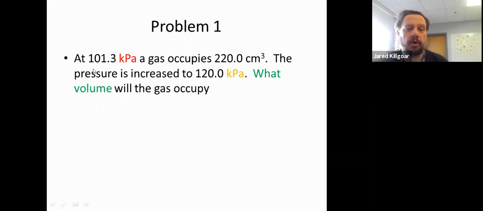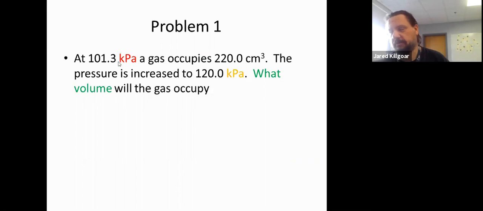So at 101.3 kPa, that's a kilopascal, a gas occupies 220.3 centimeters cubed. The pressure is increased to 120 kilopascals. What volume will the gas occupy? So I want to calculate a volume. That's why it says what volume will gas occupy.